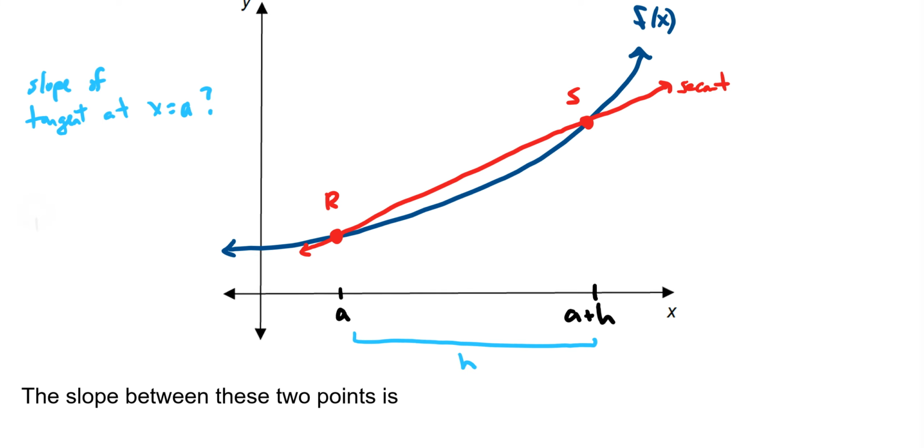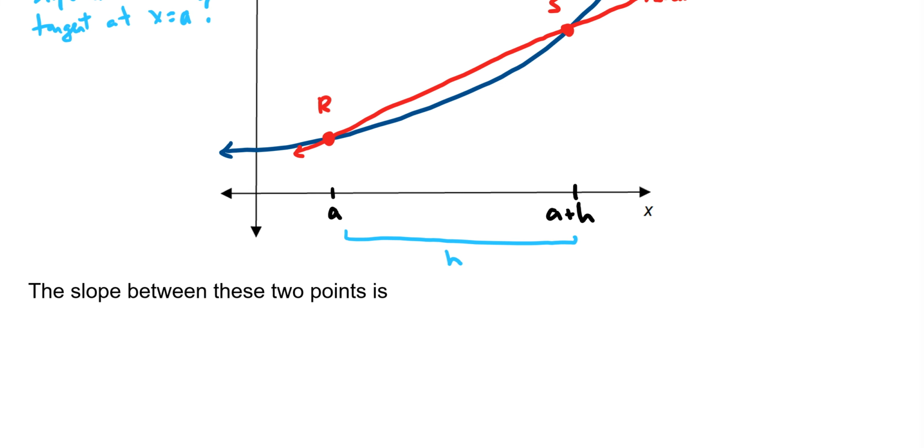So let's go ahead and take a look at the slope formula. So once again, we're still going to be using the slope formula. We know the slope formula is y2 minus y1 over x2 minus x1, and the x values we're using here, let's do the denominator first.